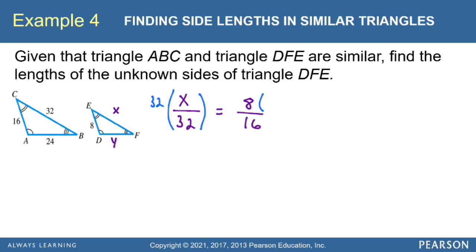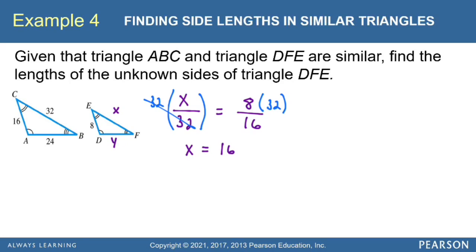So all we need to do is multiply both sides by 32. If we do that, then on the left, the 32's divide out. And on the right, we've got 8 times 32 divided by 16. Now you can punch it in your calculator just like that, or if you want to do it mentally, 32 divided by 16 is 2, and that 2 times 8 is 16. So that tells us that the missing side x is 16.